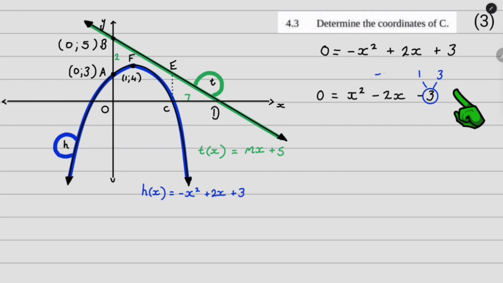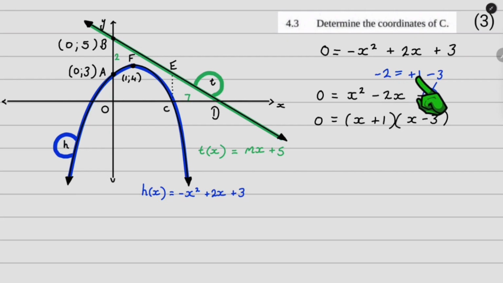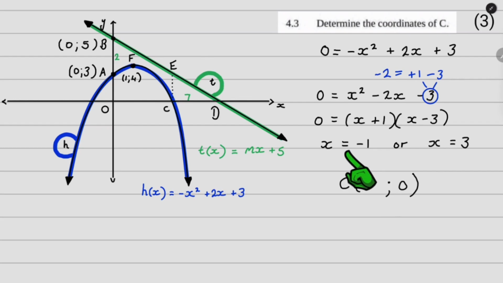So to get that -2, I can just say +1 minus 3, and that will give me the -2 in the middle. And from there we can make our 2 brackets, x plus 1 and x minus 3. And from there we equate each one to 0 and we get our 2 answers. So we get x equals -1 or x equals 3. Now I've got to decide which one of these actually belong to C, because the parabola has 2 x-intercepts.